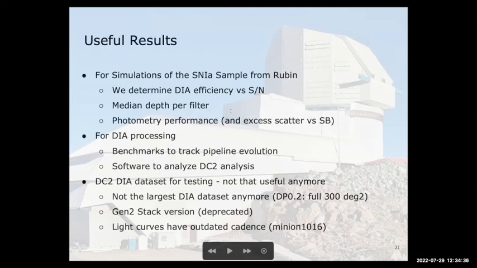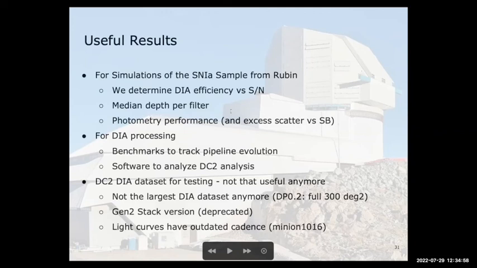One of these things will be, for instance, excess scatter. This is also a benchmark to track the pipeline evolution. We all know that the LSST stack is changing all the time. So these metrics are essential for us to know how the pipeline is changing and track that.